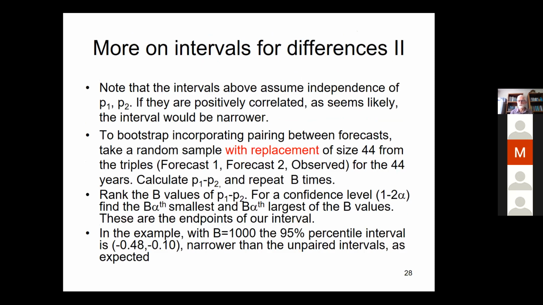So again, another aspect of taking differences is don't assume independence unless you're really sure of it. And it's very unlikely to hold, because generally one forecast will do well when another forecast does well. They won't be completely randomly independent of each other.